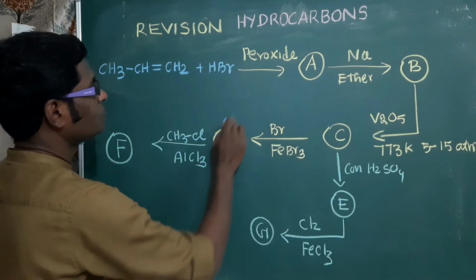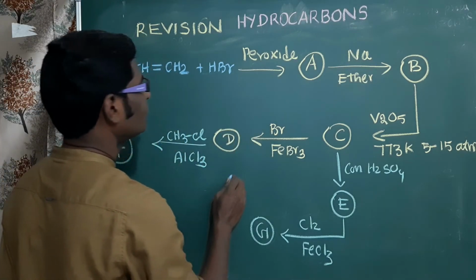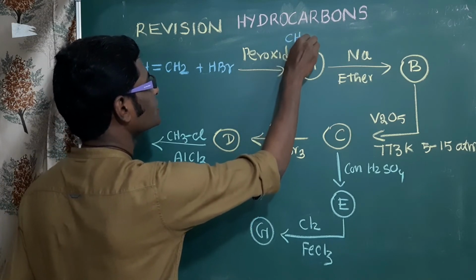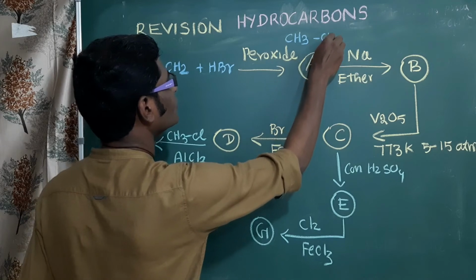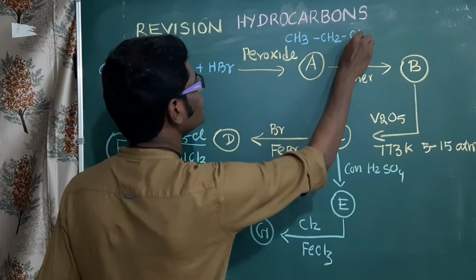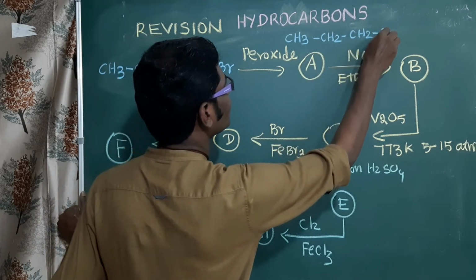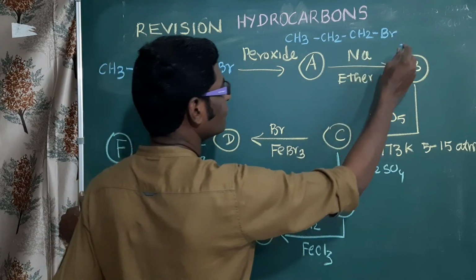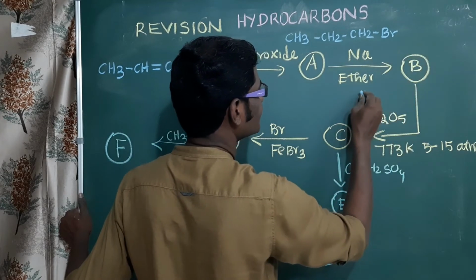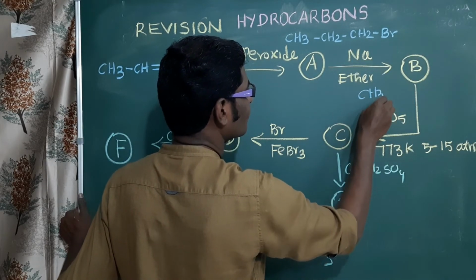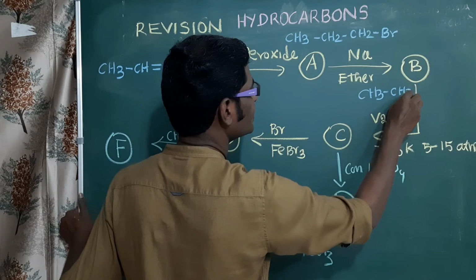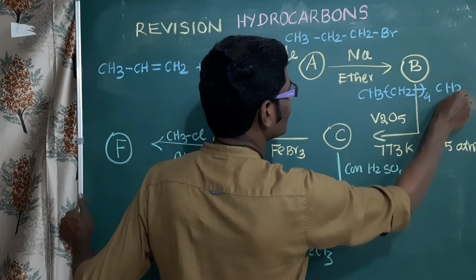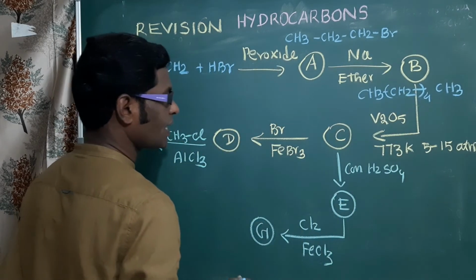Propene treated with HBr in presence of peroxide, we will get 1-bromopropane. This reaction is called anti-Markovnikov rule. CH3, CH2, CH2, Br. When 1-bromopropane treated with sodium and ether, we will get hexane. So B is hexane. Structural formula of hexane, CH3, CH2 4 times, CH3. This reaction is called Wurtz reaction.